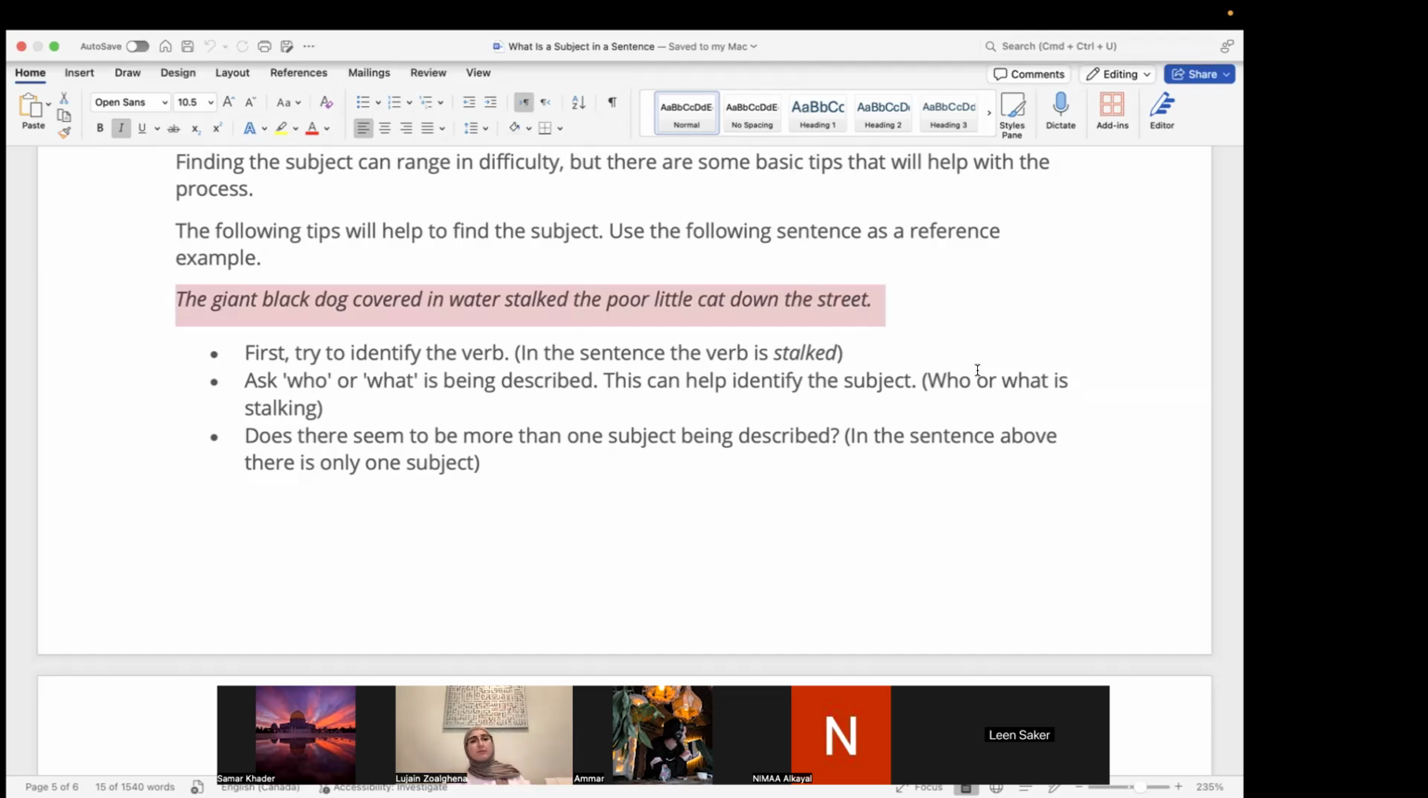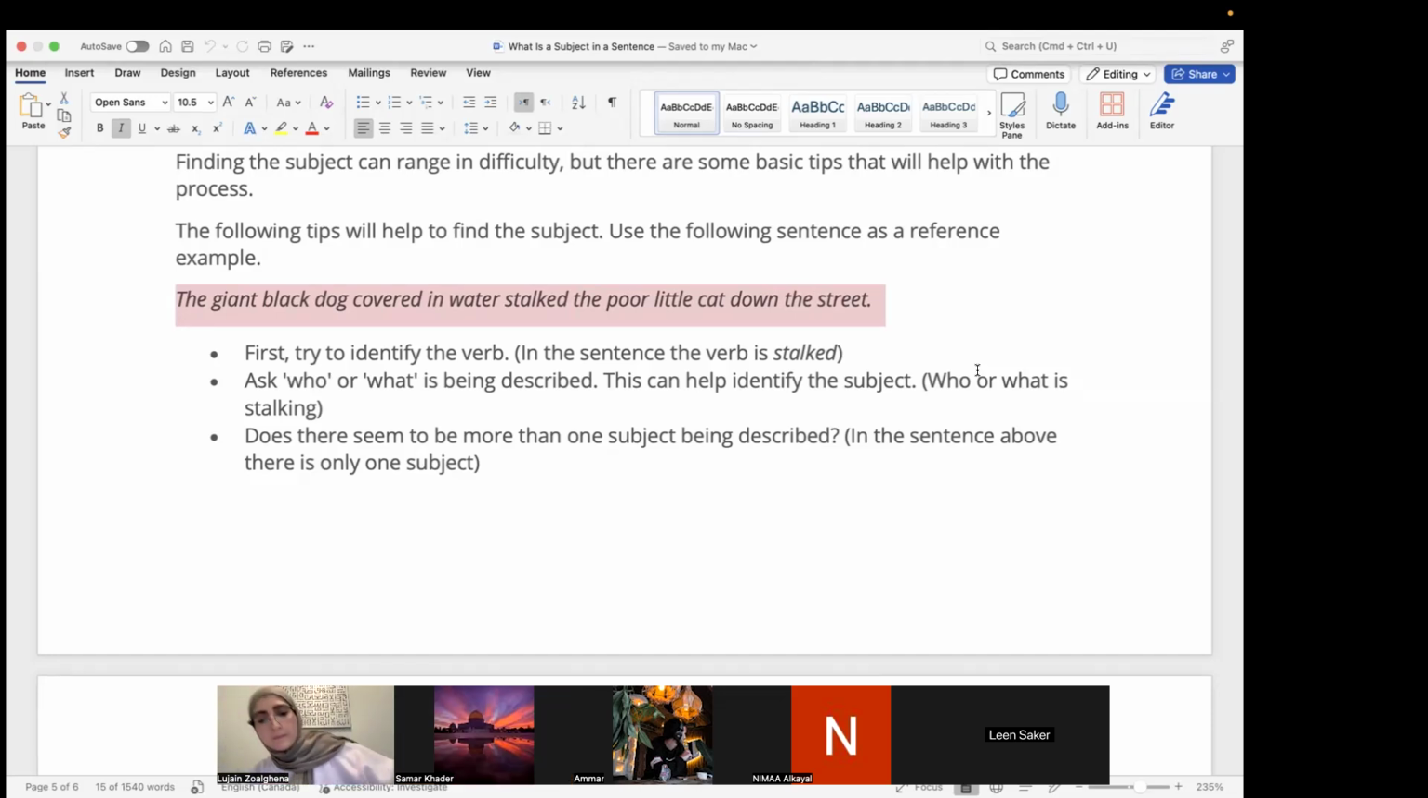Go ahead. The giant black dogs covered in water stalked the poor little cat down the street. First, try to identify the verb. In the sentence, the verb is stalked.